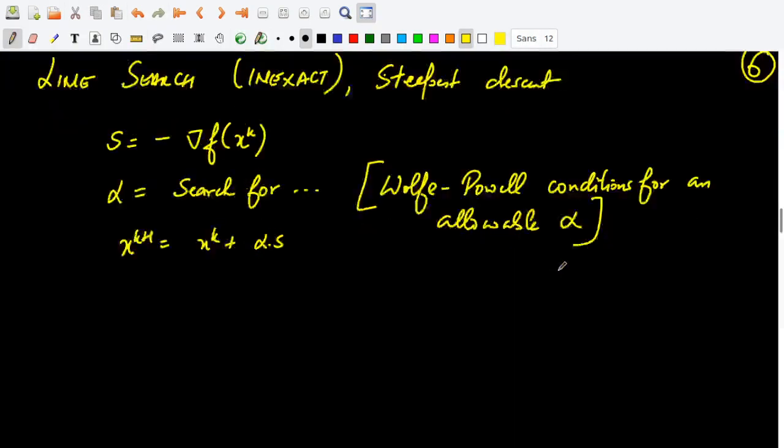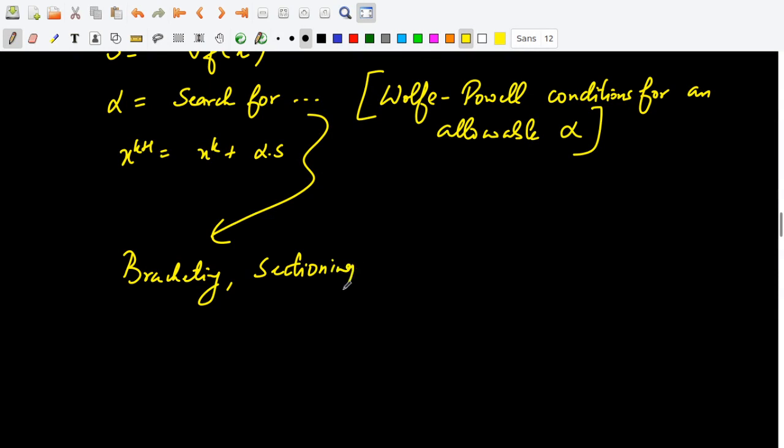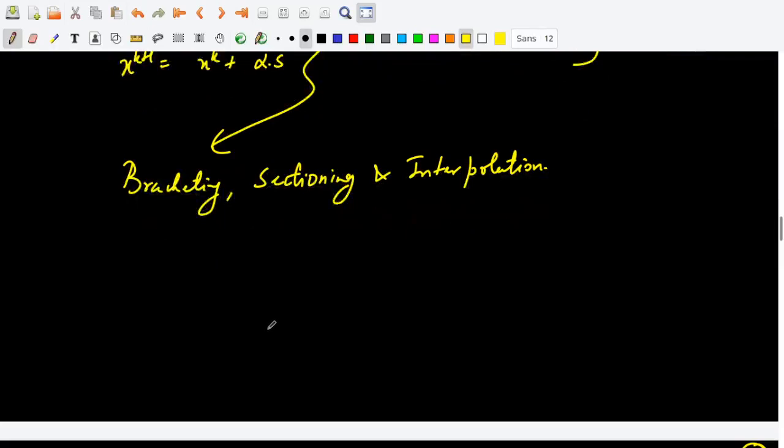So we also mentioned in passing towards the end of the previous lecture that this search involves bracketing, sectioning, and some interpolation. In the bracketing phase, we would like to find out the range in which I have to search for a good alpha.